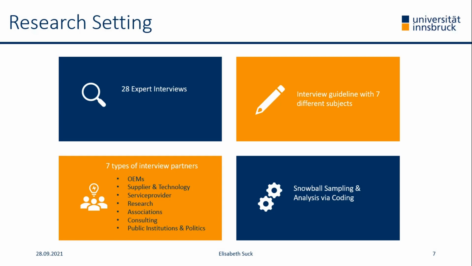And for my sampling strategy, I used snowball sampling as I thought it might be easier to reach experts when they recommend other experts, as they already act in this network and know how the network works. And me as an external, maybe not so, and that worked quite well. And my analysis took place via coding.